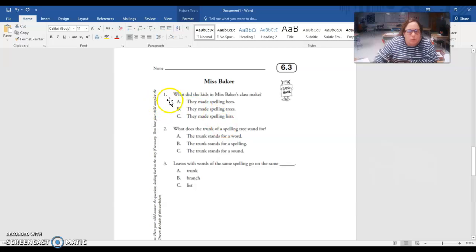So it says, number 1, what did the kids in Miss Baker's class make? Was it A, they made spelling bees, B, they made spelling trees, C, they made spelling lists?